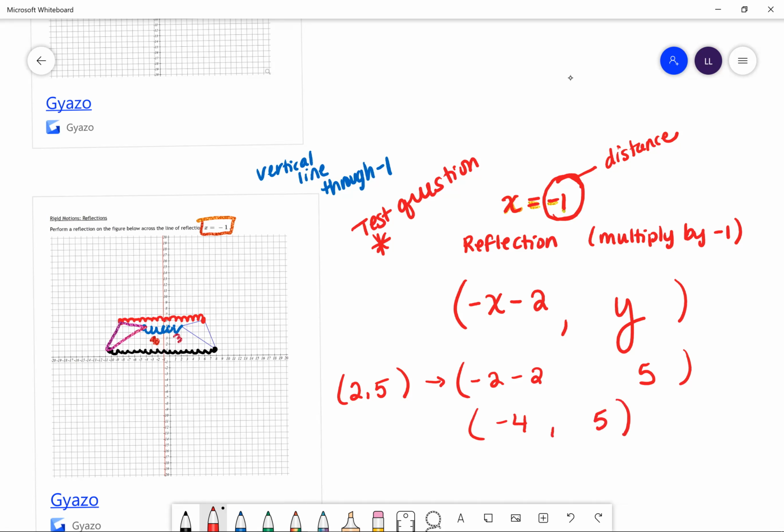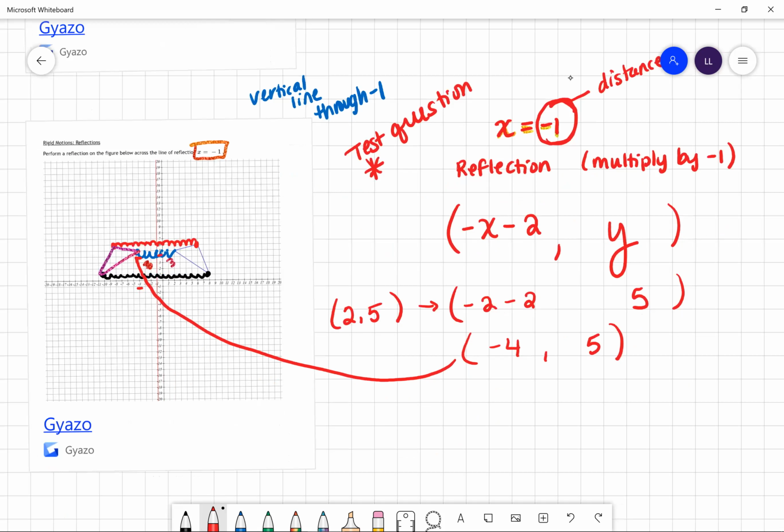Is that my new point? Is that this point right here? We check -4, 5. Yes, that is our point. That's how you write the function rule for this. Okay, let's do one more just to make sure we got it.